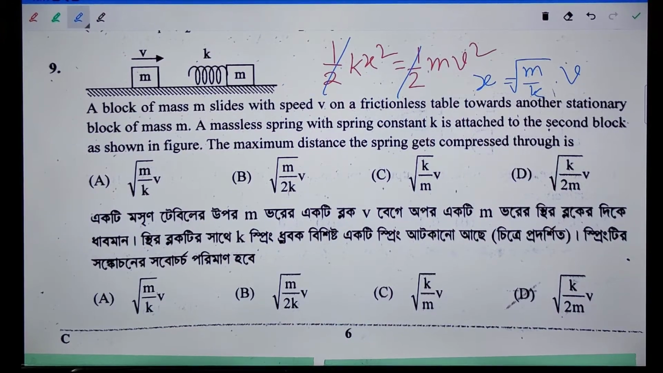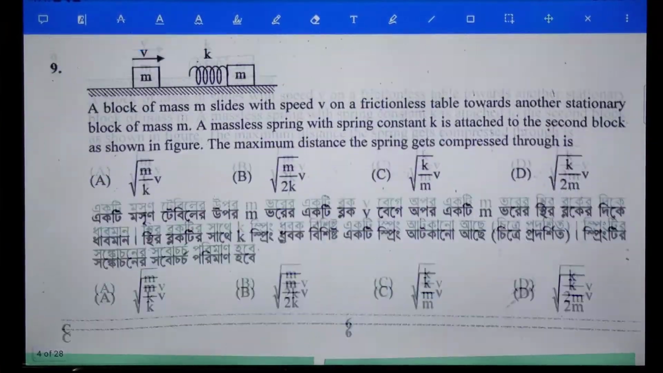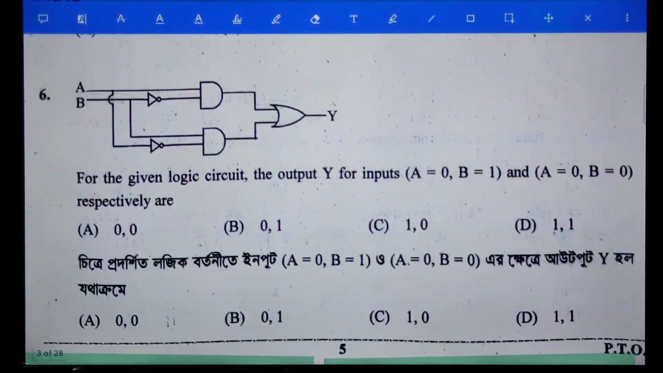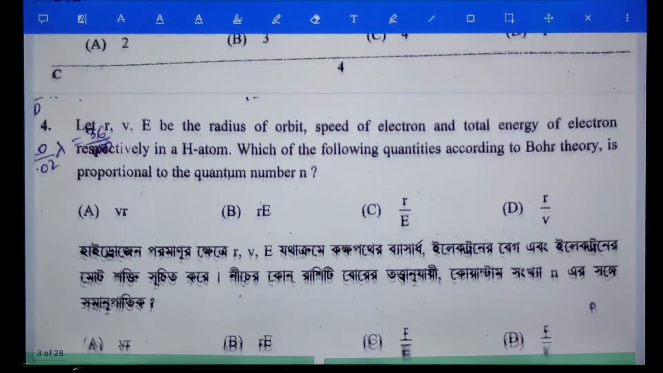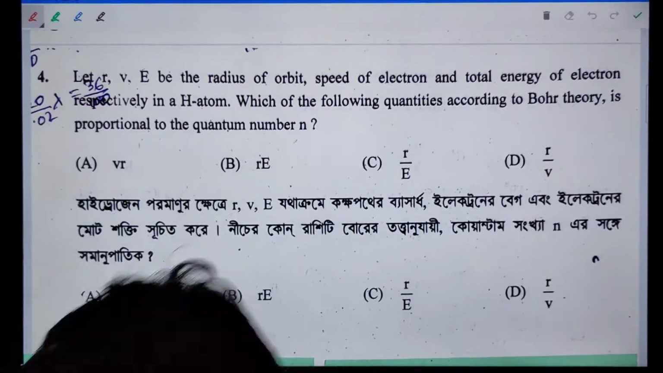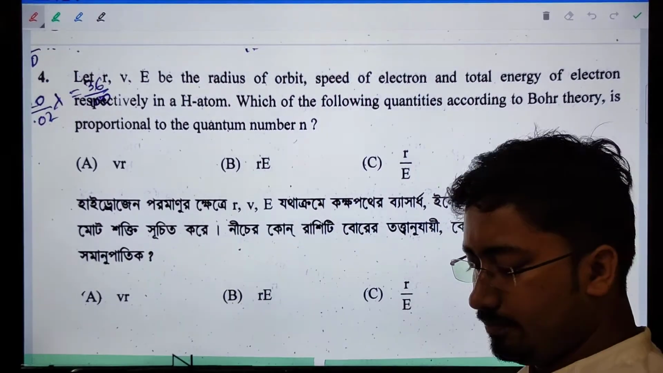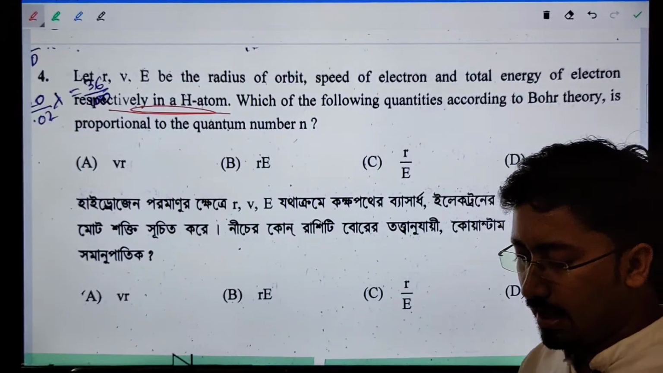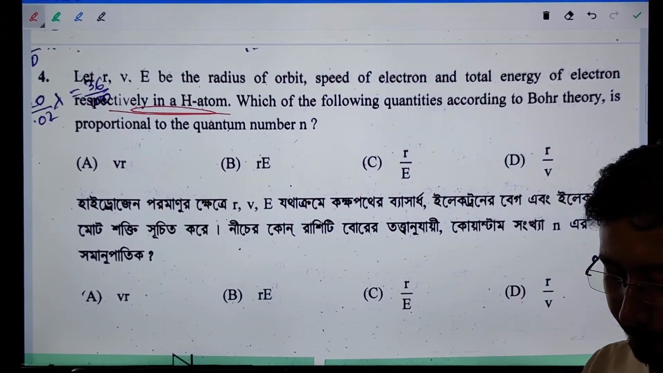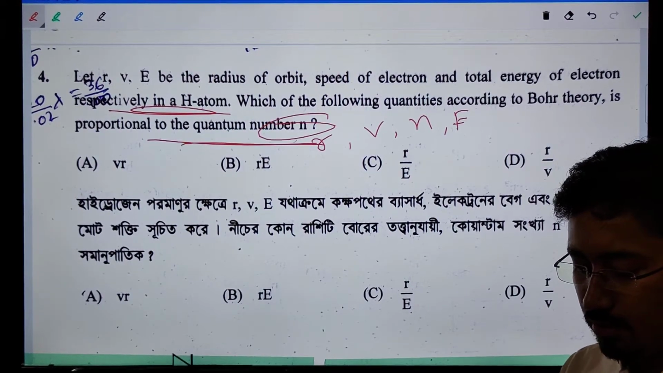Let us move to the next question. In this question you can see the radius, velocity and energy of hydrogen atom is given. So we will have to find the relation between r, v, n, E. So which one will be correct? Okay, n is the principal quantum number.